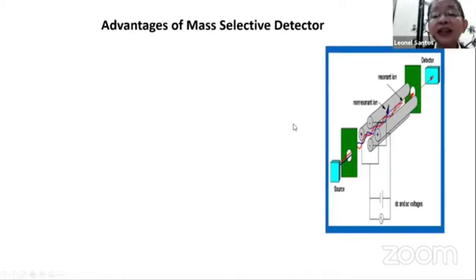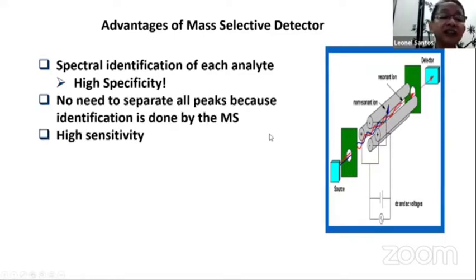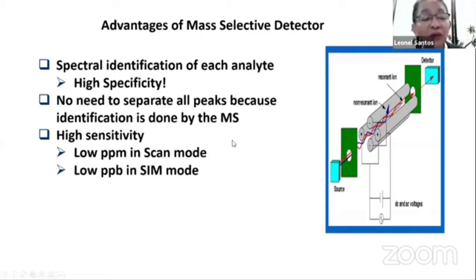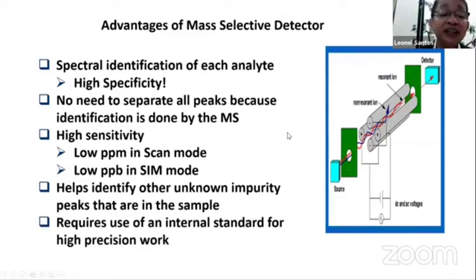So a mass selective detector for GC has several advantages. It has high specificity, and it is good whether you are using the scan mode. It provides you low ppm and even parts per billion in the SIM mode. And also, the peaks are identified because of their masses. So it helps identify other unknown impurity peaks in your sample. So these are the advantages of having a mass selective detector.